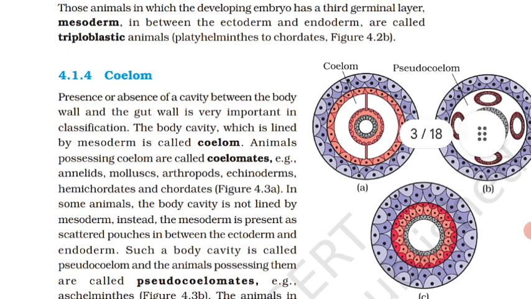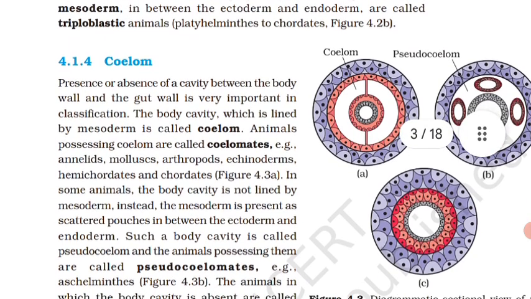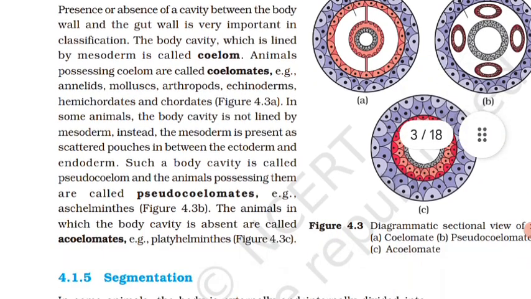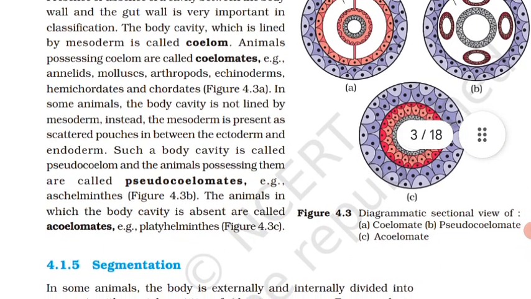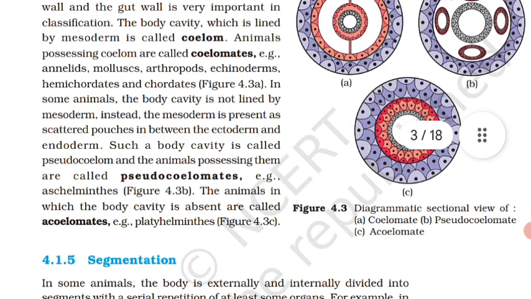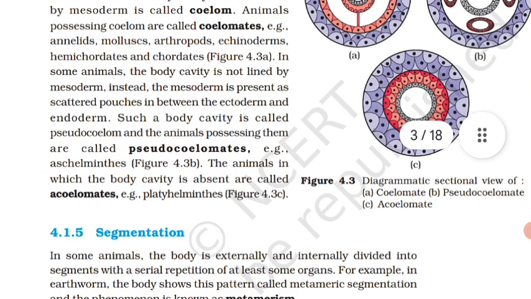Next, coelom. Presence or absence of a cavity between the body wall and the gut wall is very important in classification. The body cavity which is lined by mesoderm is called coelom. Animals possessing coelom are called coelomates. Examples: annelids, mollusks, arthropods, echinoderms, hemichordates, and chordates.